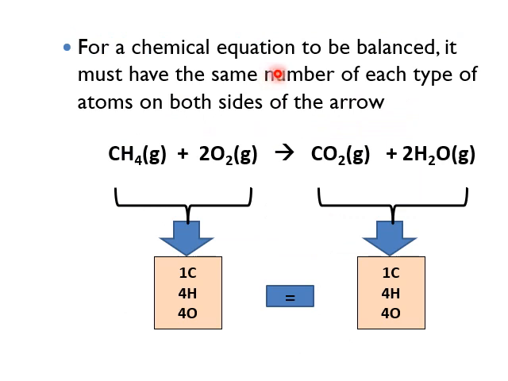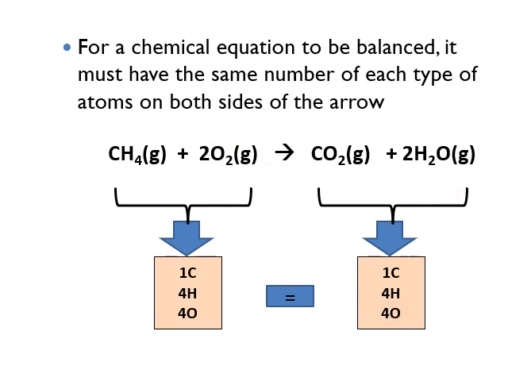For a chemical equation to be balanced, it must have the same number of each type of atom. For example, in this one, we have one carbon on the left, one carbon on the right. So we have to consider both sides. If you have A and B, you have to consider C and D as well. Is it balanced? You have to double check both sides, how many elements you have. For example, one carbon on the left, one carbon on the right, 4 hydrogen on the left, 4 hydrogen on the right, 4 oxygen on the left, 4 oxygen on the right.